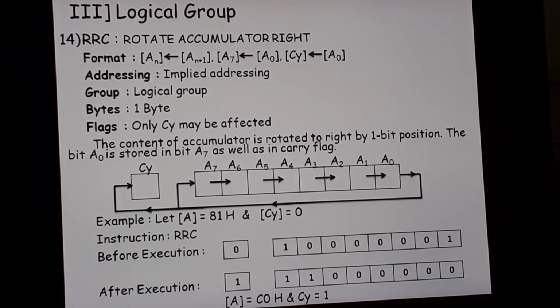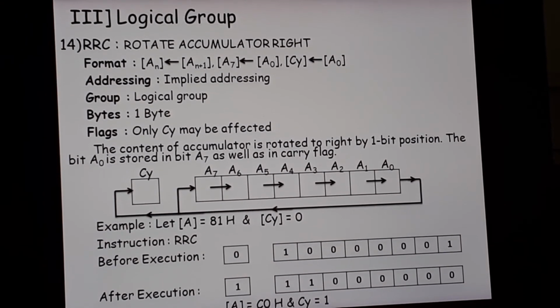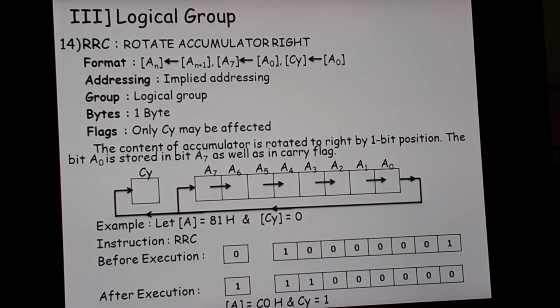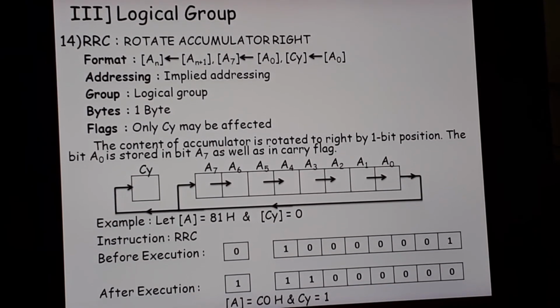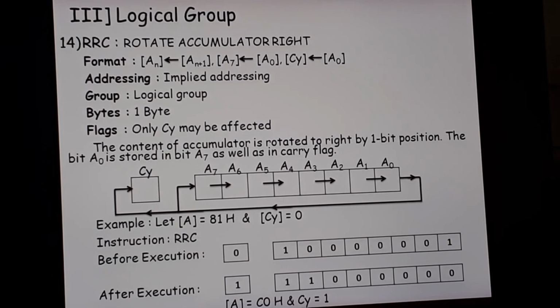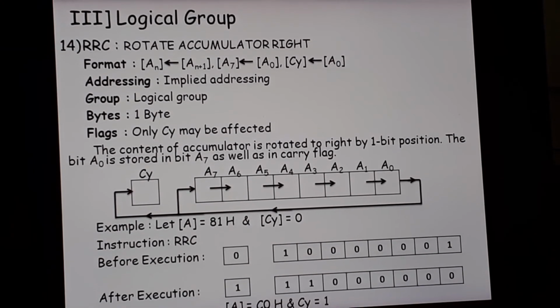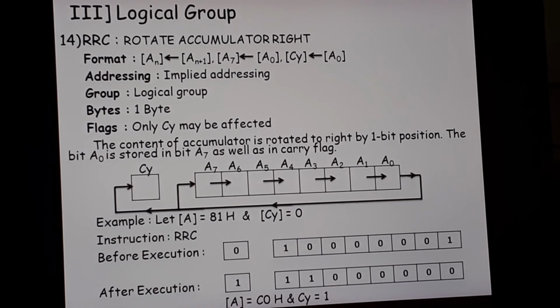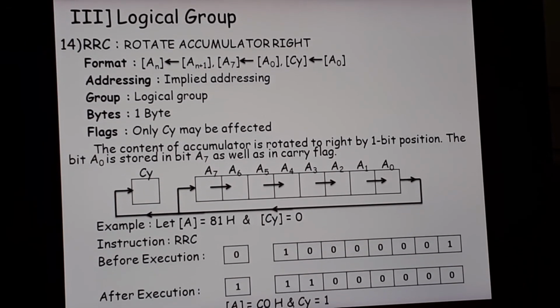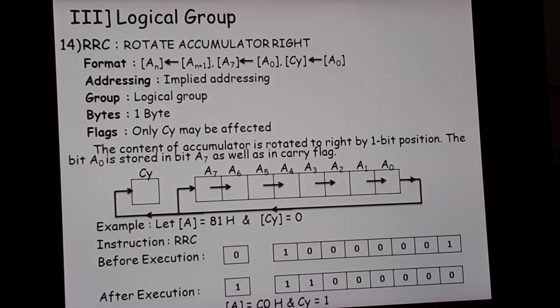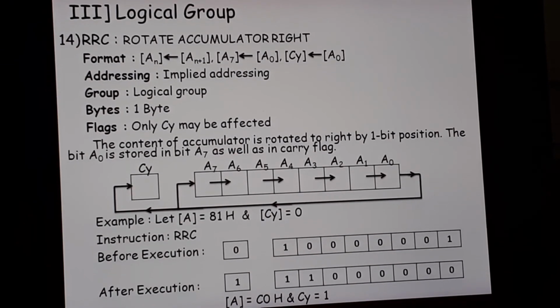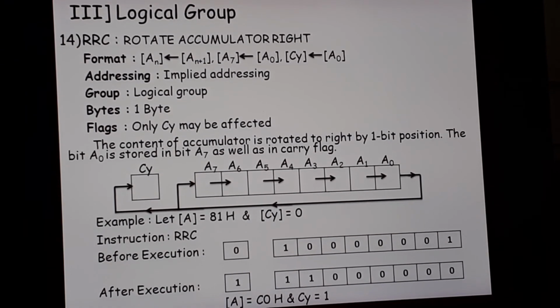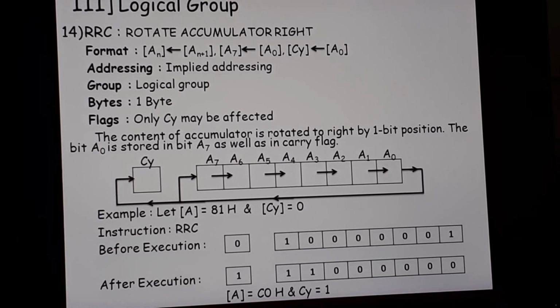Then you will write the example. So for the example, I have assumed 81H, and carry I have assumed as 0. So the instruction is RRC. Before execution you will write in the box carry as 0 and 81 in binary, which is 1000 and again 0001. So 81H in binary, and you will be shifting the bits to the right hand side.